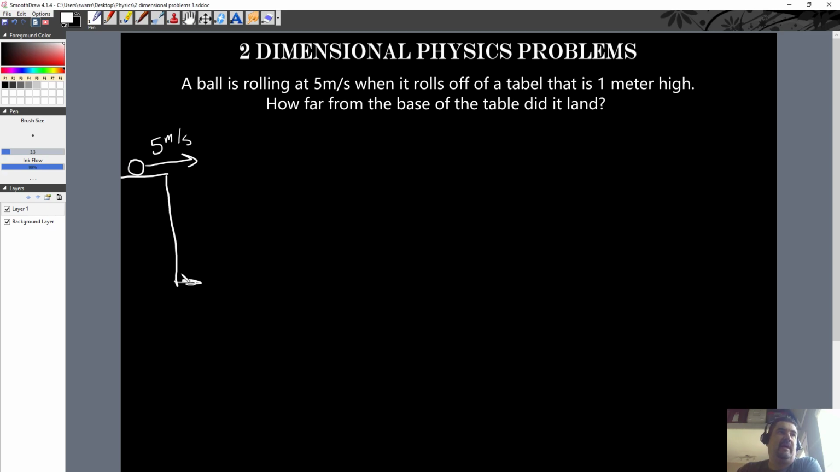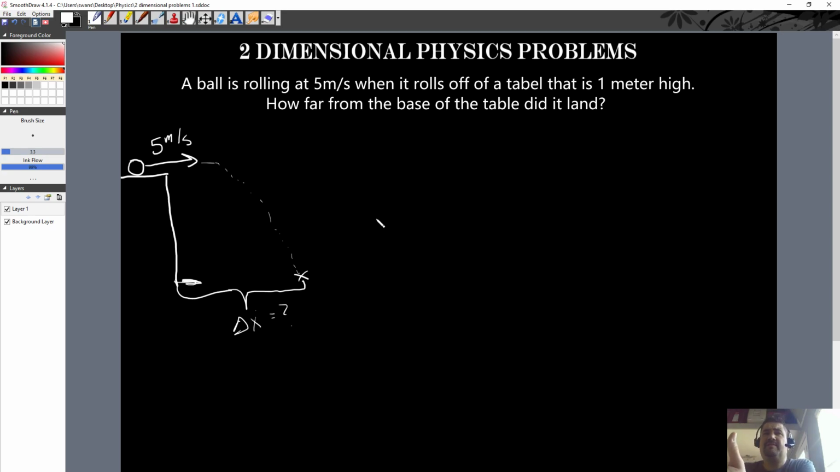how far from here? There we go. So it's asking how far, like this distance, how far is it going to land? We know that when it flies off the table, I think you guys know it's going to fly off and fall somewhere. And they want to know how far from the table it will land.